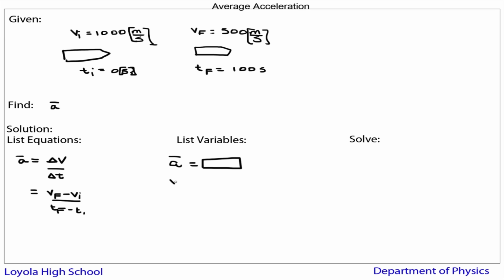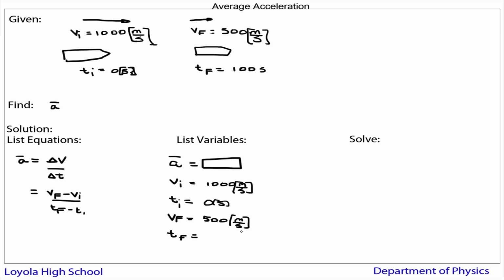and the initial velocity is 1,000 meters per second, and it's a vector, so it's really like an arrow that points to the right here, and this one is a vector that's half the magnitude or half the value, so it's half as long. That's what that means. Initial time, we'll say 0. Again, that's when we start the stopwatch for this event. The final velocity is 500 meters per second, and the final time, which is the time elapsed, is 100 seconds.